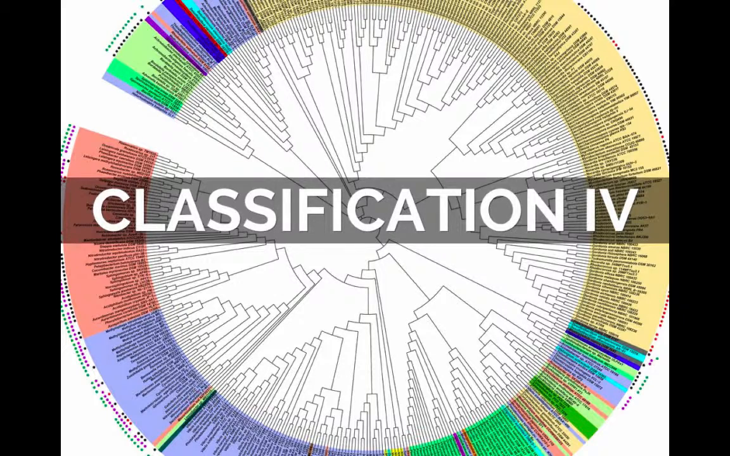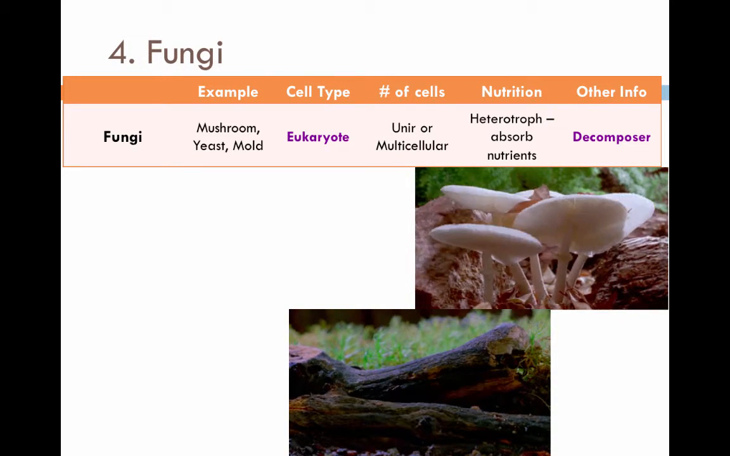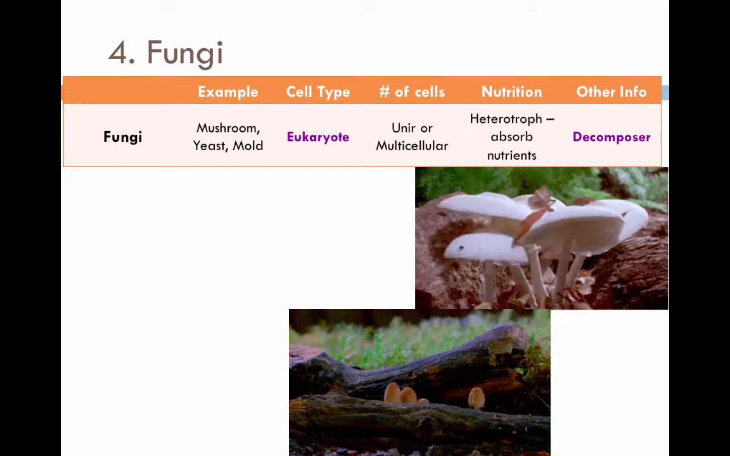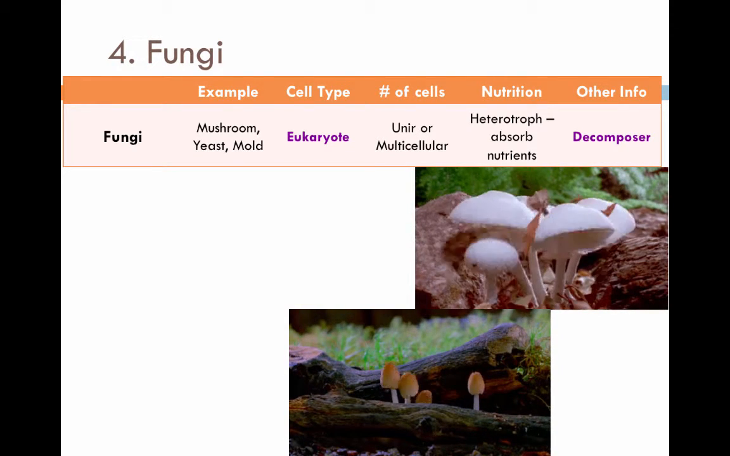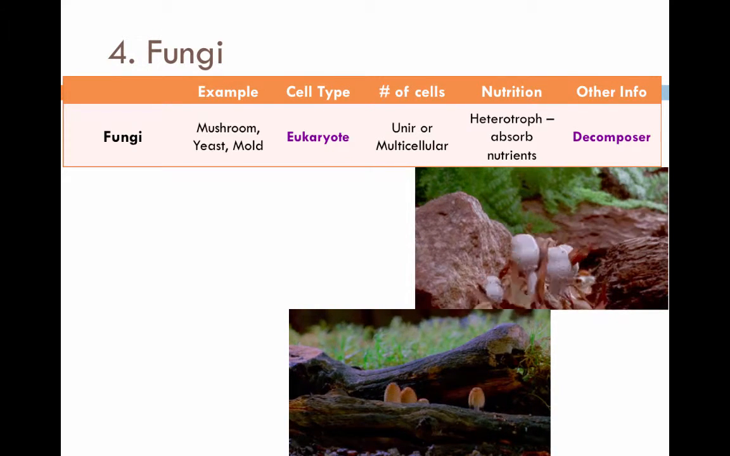Let's do the remaining 3 kingdoms. The 4th kingdom is fungi. Fungi are mushrooms, yeasts, and molds, the stuff that grows on your bread or your fruit or even on your toes. Fungi are types of eukaryotes, are unicellular or multicellular, and are always heterotrophs. The way they eat their food is really strange. They absorb it through their cell membrane instead of eating it through a mouth. Most importantly, fungi are decomposers.